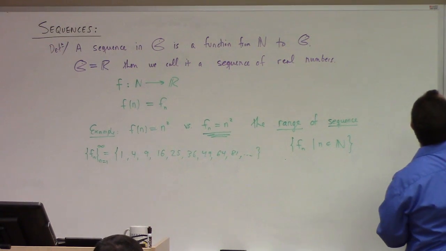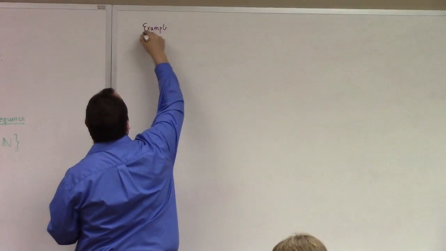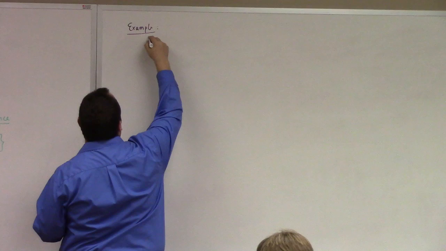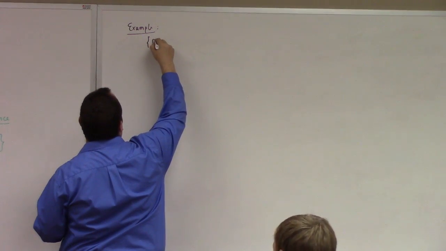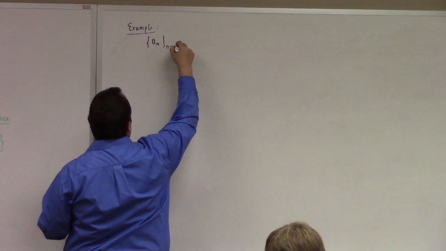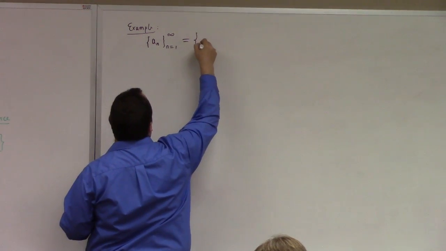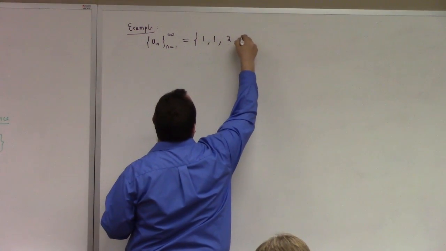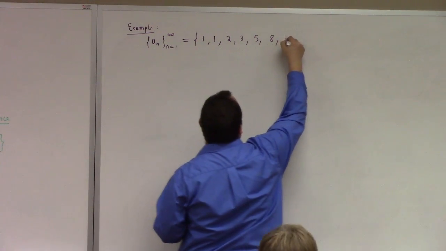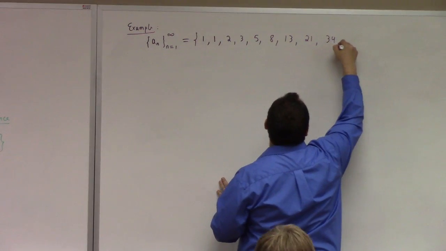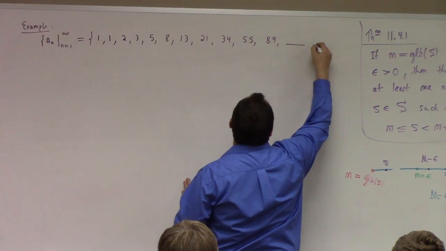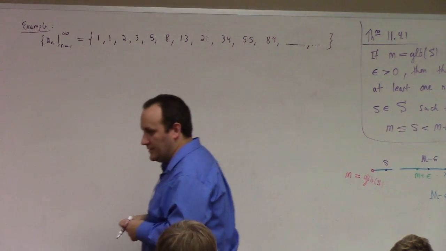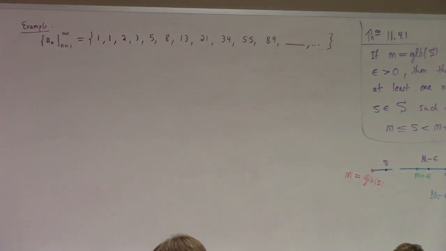Let me give you another example. How about this? Sequence, let's say a sub n, n equals 1 to infinity, and I'll start it out. You get 1, 1, 2, 3, 5, 8, 13, 21, 34, 55, 89. What comes next? Or did I make a mistake?